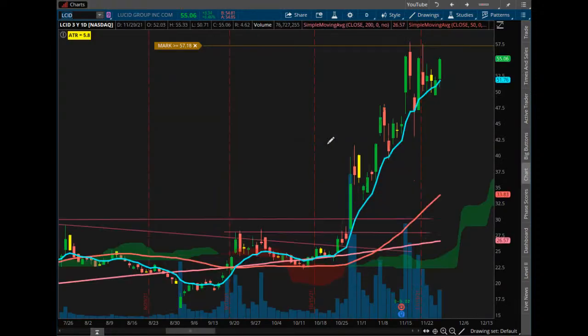LCID, this is another one. Got really active today as well. I think it's definitely worth keeping an eye on. Strong candle day. I want to see it over 58, obviously, if it really wants to get going again. But could be working on a pennant up. I like the volume breakout on that today.